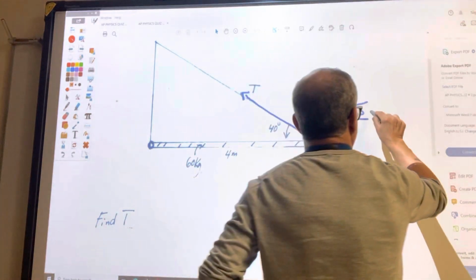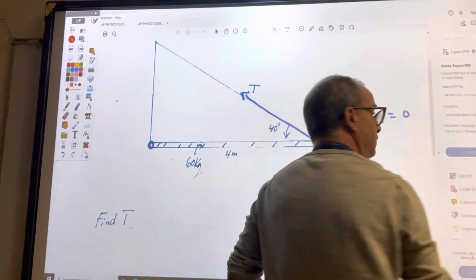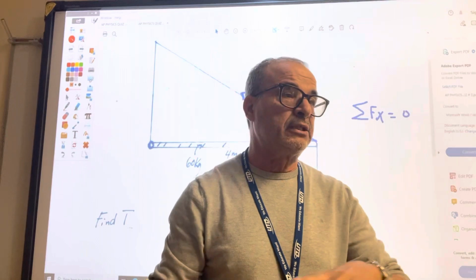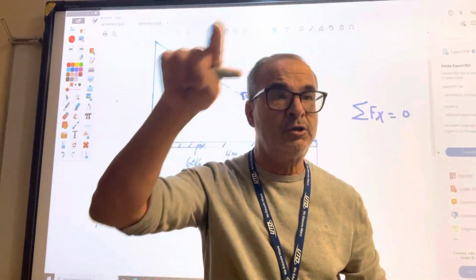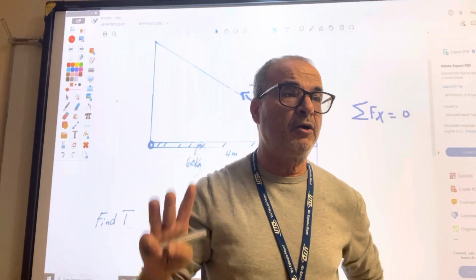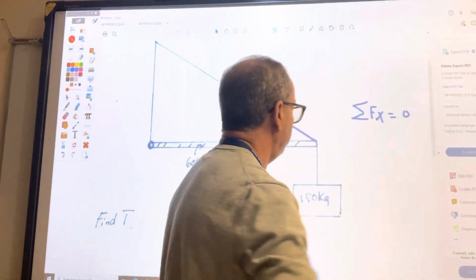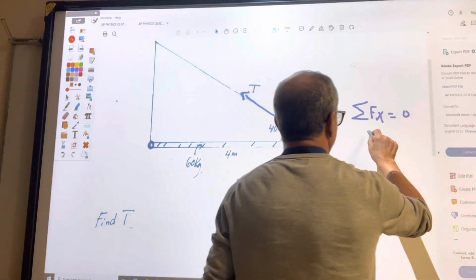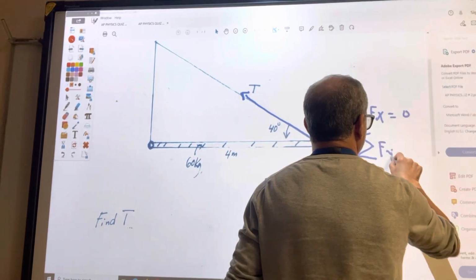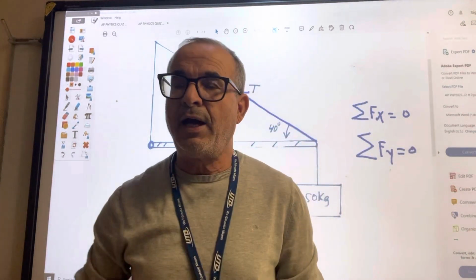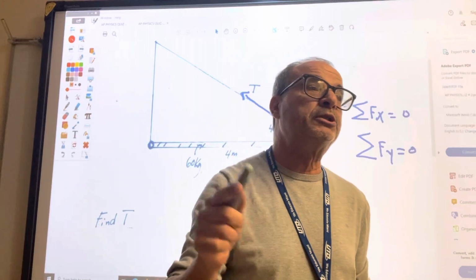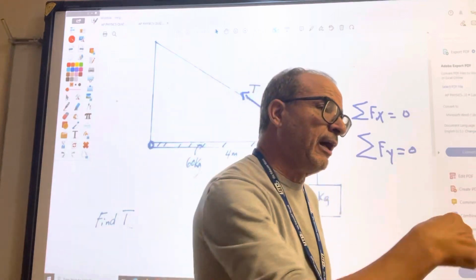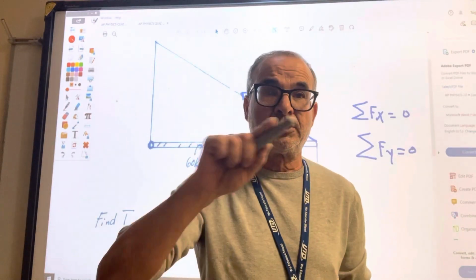The sum of the Fx equals 0, because nothing is moving. Everything is in static equilibrium. Nothing is moving left, right, up and down, or rotational. So we're going to have three equations, and we're going to set them equal to 0. The first one is, since nothing is moving left and right, the sum of Fx equals 0. The second is the sum of Fy equals 0, since nothing is moving up and down. And the third one is the rotational one, which means the torques. The sum of the torques equals 0 because nothing is rotating.